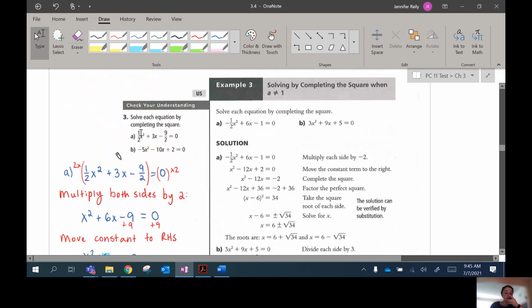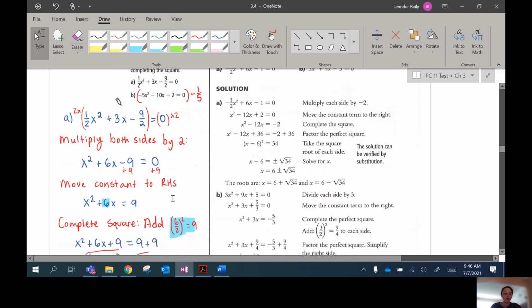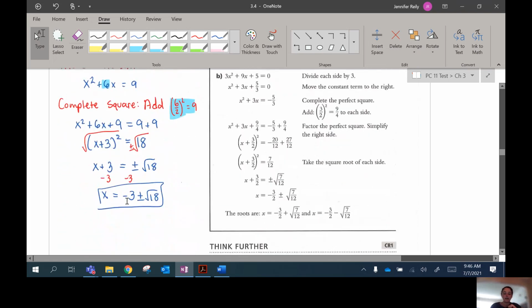When you have a coefficient that's not equal to 1 as your leading coefficient, you want to multiply both sides of the equation by something that's going to make it 1. So in this case, that would be 2. In the next example, you would want to multiply both sides by negative 1 over 5, because that will cancel with the negative 5 and make that leading coefficient 1. So whatever is going to multiply and make it 1, that's what you want to multiply by. You move your constant to the other side, add your perfect square number, and then square root both sides.